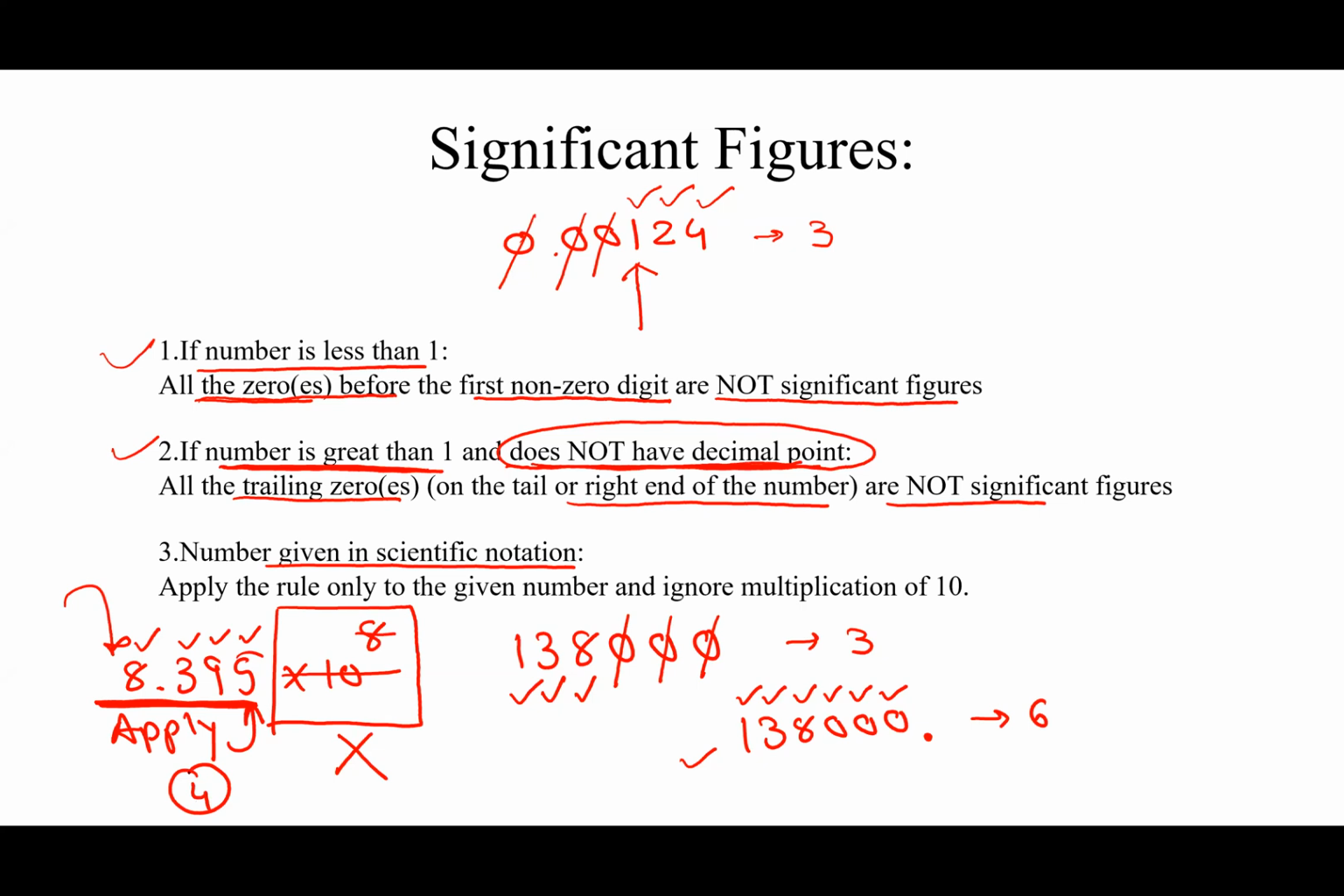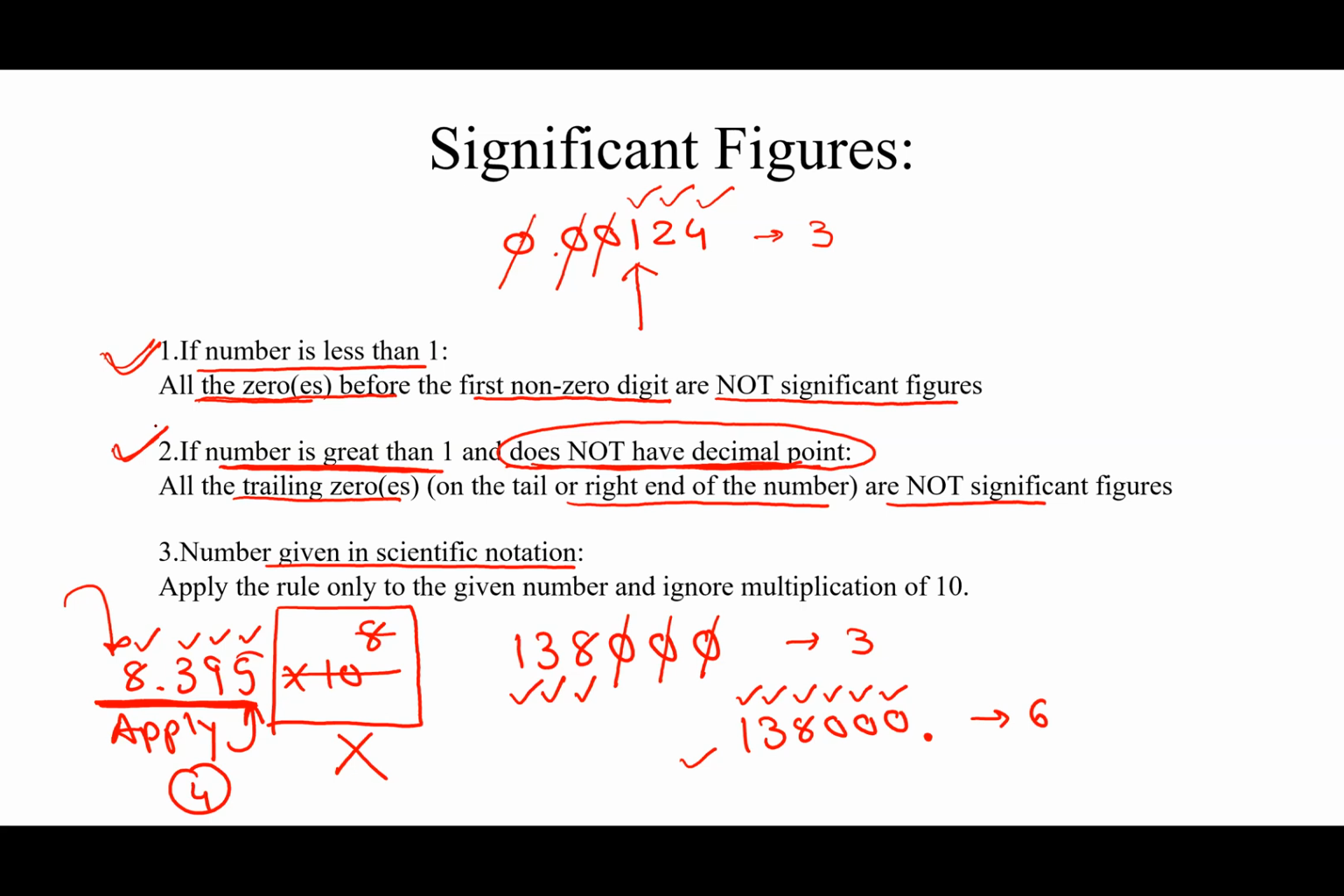So there are only two cases in which you are not going to count zero as a significant figure, and those two cases are rule number 1 and rule number 2. In every other case, you are going to count all the zeros, including all the non-zero digits, as significant figures. Okay, everybody's good?